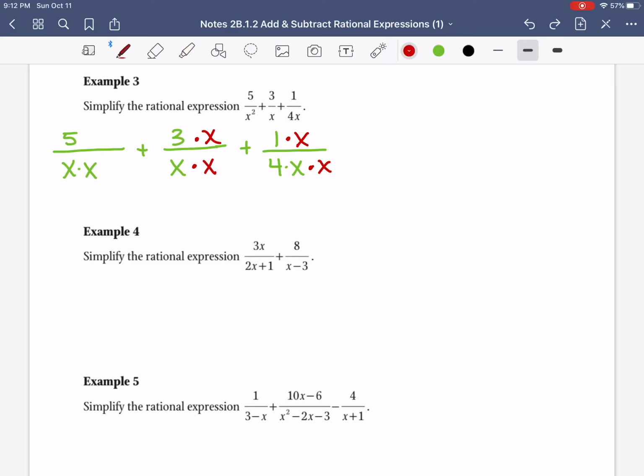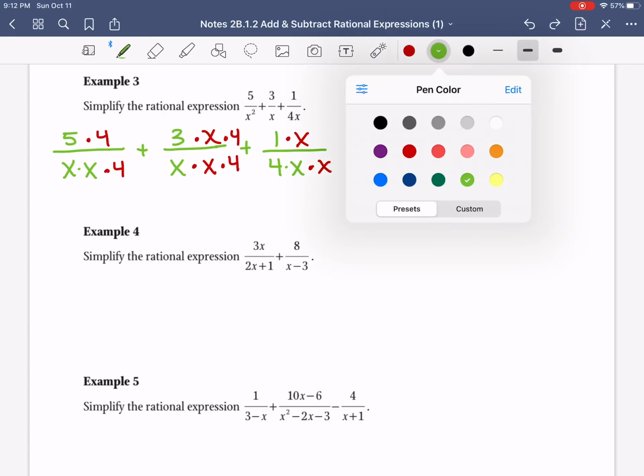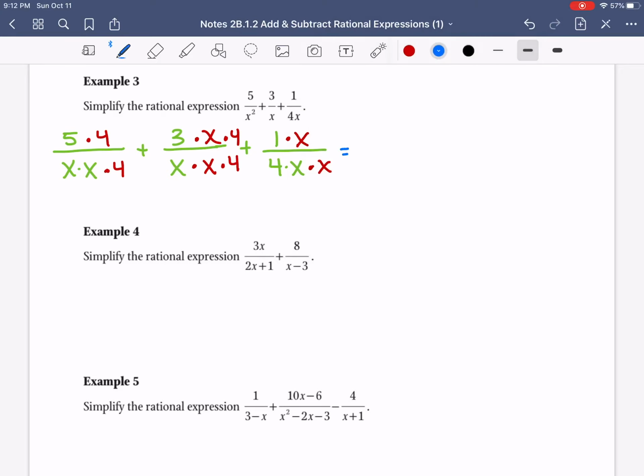So that means I need to multiply the middle one and the first one by 4, because then all of them have a 4, right? So now all of them say 4 times x times x. They all have 2 x's and a 4. All right, so what we have for the first fraction would be 5 times 4 is 20 over x times 4 is just 4x squared.